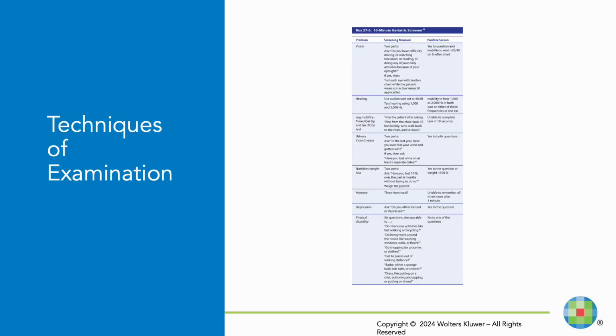When it comes to physical examination and techniques of examination, this box 27.6 is great because this is a 10-minute geriatric screening looking at vision, hearing, mobility, urinary incontinence, nutrition, memory, depression, and physical disability. So for assessing vision, very specific measurements. Do you have difficulty driving, watching television, reading, doing any type of daily activities because of your eyesight? You can use a Snellen chart, and if it's a positive screen, assess them further. Use of an audioscope, set at a low decibel rating. Assess their frequency of hearing.